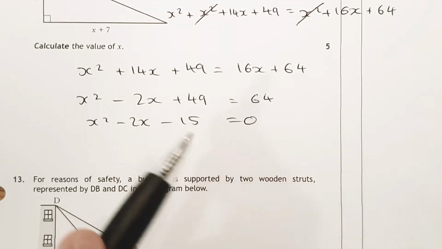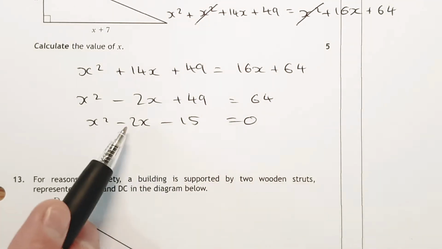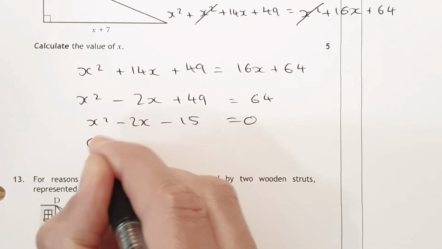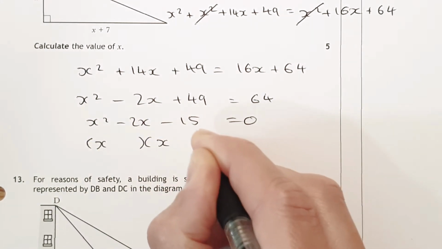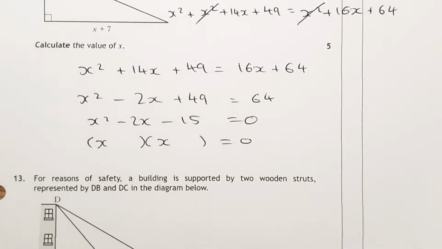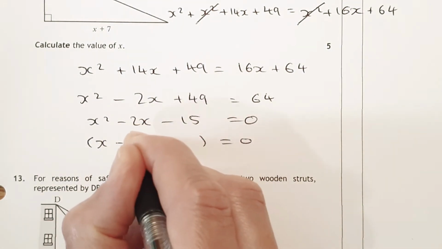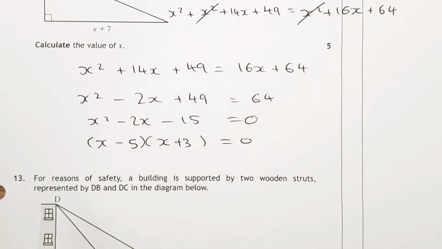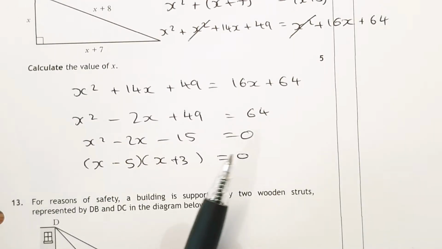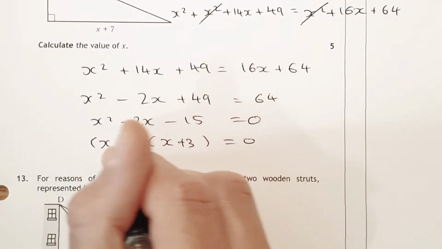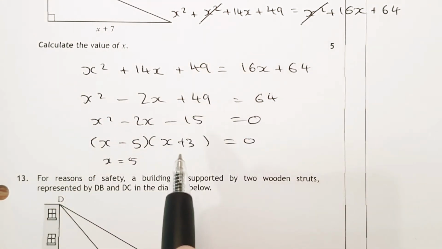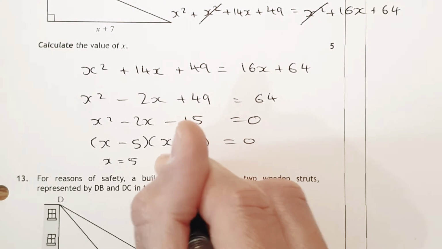So if you factorise this, we're looking for numbers that multiply to make negative 15 and add to make negative 2. So multiplying to make negative 15, you can have 3 and negative 5, or negative 3 and positive 5. It works here with negative 5 and positive 3. So something times something makes 0. For this bracket to be 0, x would have to be equal to 5. So we would say x equals 5. For this bracket to be 0, x would be negative 3.